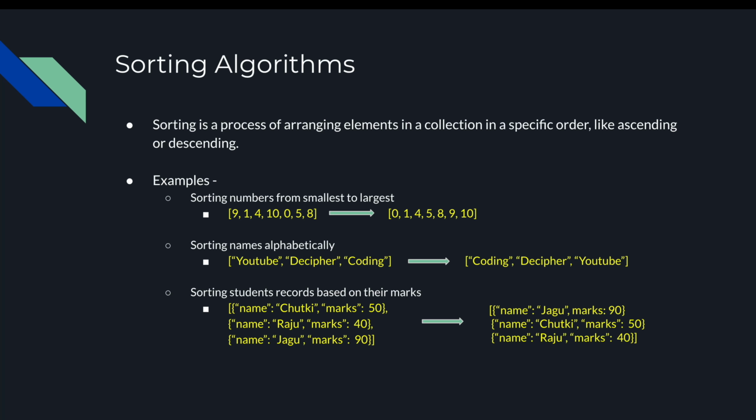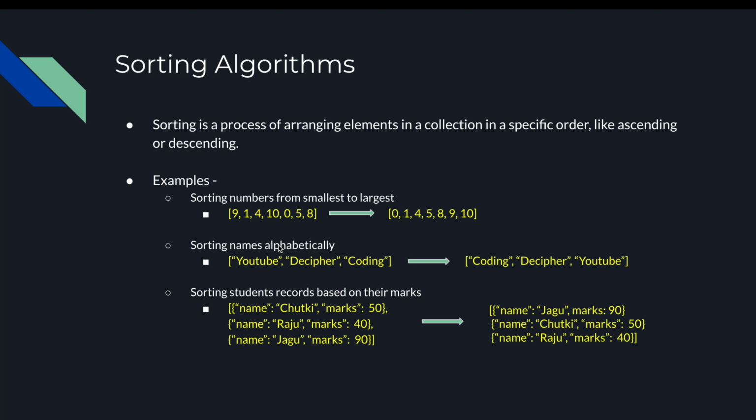Sorting is a process of arranging elements in a collection in a specific order, like ascending or descending, based on the requirement. For example, let's say you are given an array of integers and you are asked to arrange the elements of this array into ascending order. As you can see in this example, we have 9, 1, 4, 10, 0, 5, 8. That's a random order, right? If we have to make it ascending order, it will look something like this, going from 0 to 10.